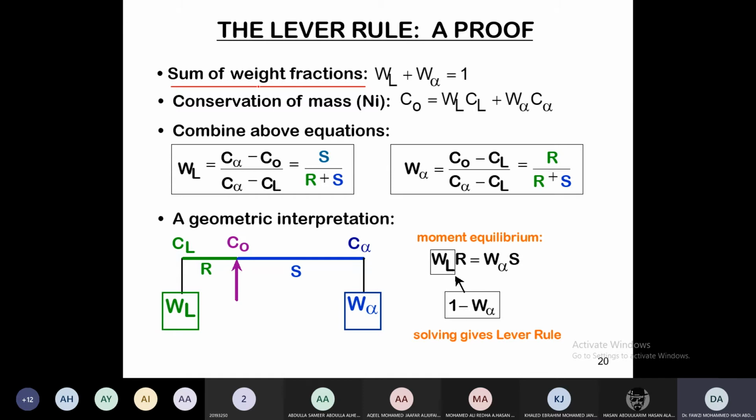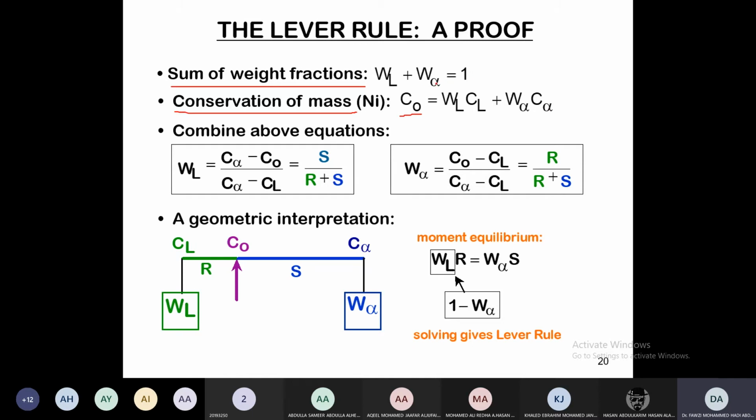First of all, we can use the weight fractions. So we can use the equation saying the weight percentage of liquid plus the weight percentage of solid is equal to 1, or 100 if you want. And from the other equation, which is the conservation of mass, or we can also call it the rule of mixture, the composition of the alloy is equal to the weight percentage of the liquid times the composition of the liquid, plus the weight percentage of the solid times the composition of the solid.